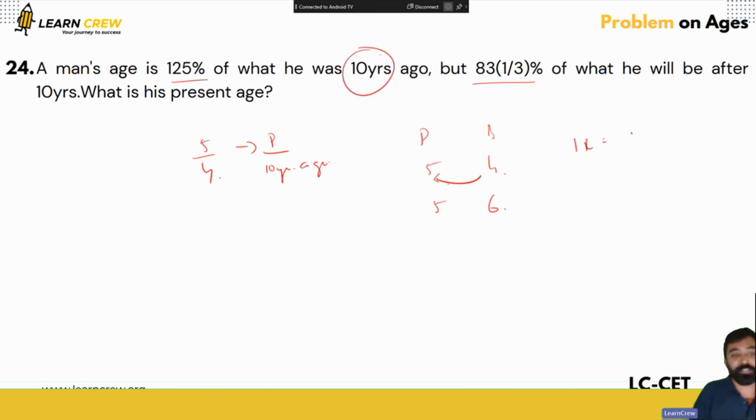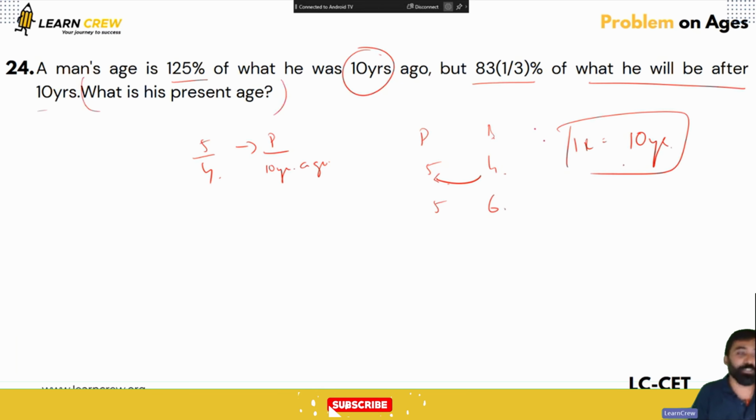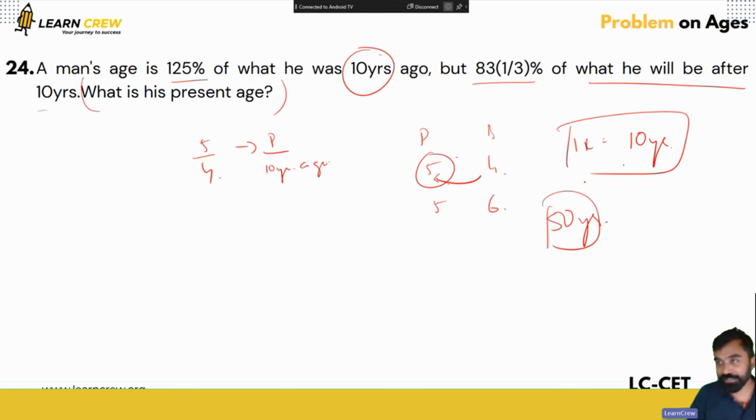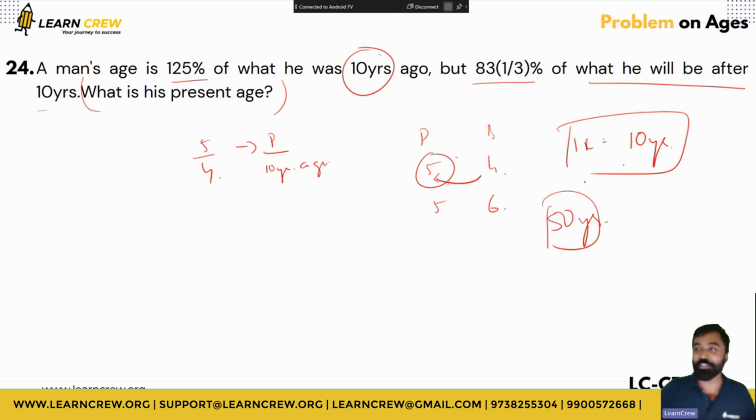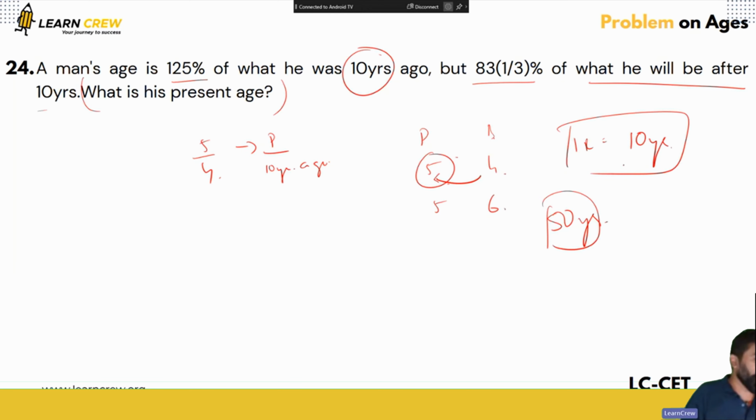Single ratio equal to what you can do. What single ratio here? Single ratio is 10 years. If this is 10 years, what will be after 10 years? And what's the present age? His present age is going to be 5 into 10. 5 into 10 is 50. See, in a single line also you can do an answer. Else if you want, you can keep on doing that. It's your choice. I am telling you, do not go on for the second line itself. Answer can be found in the first sentence itself.